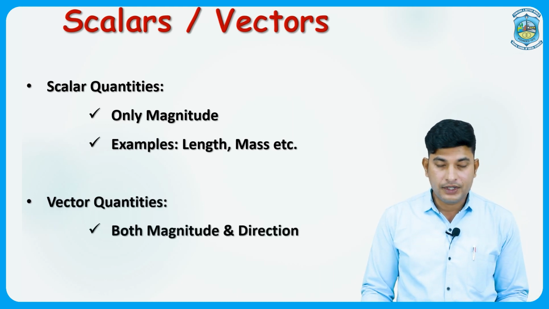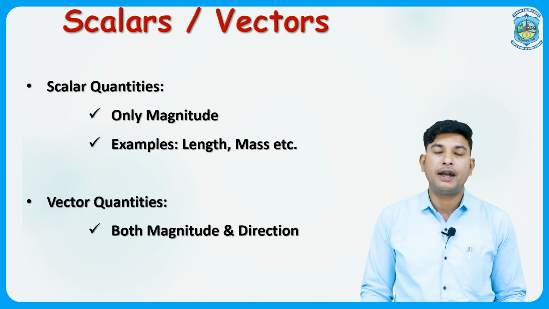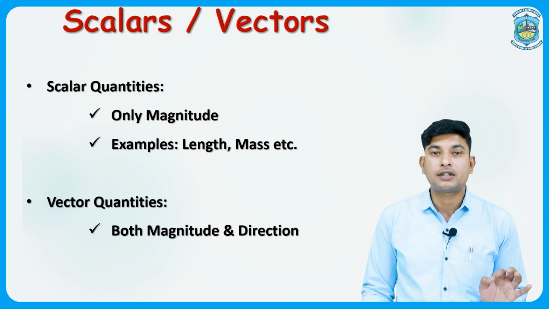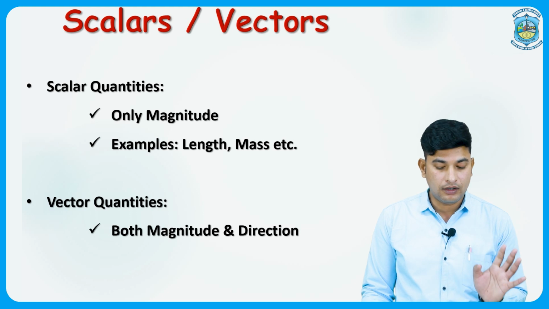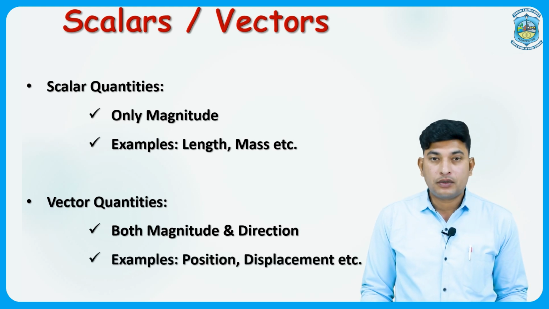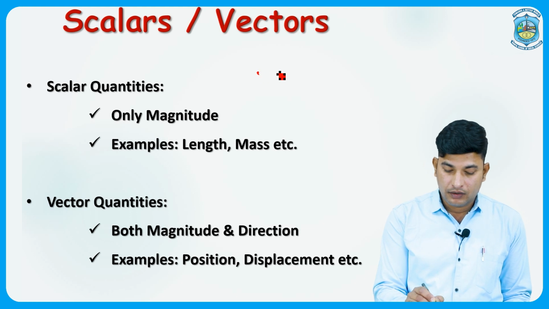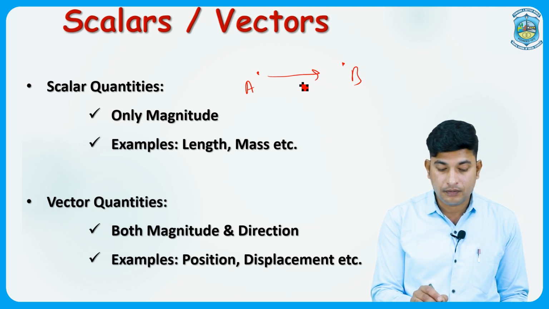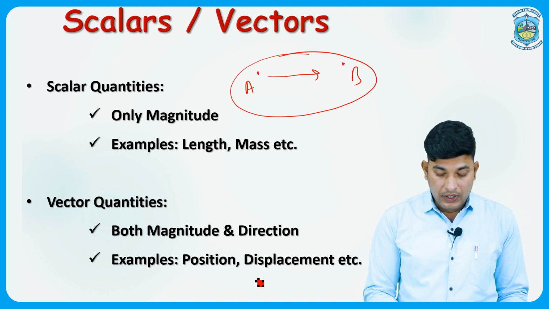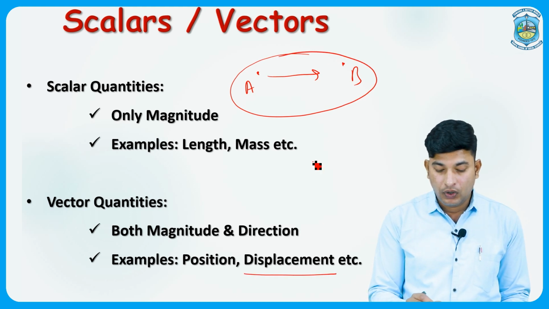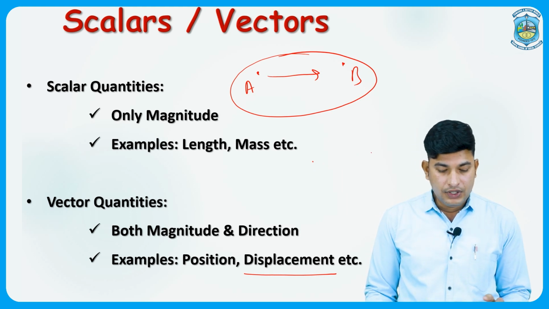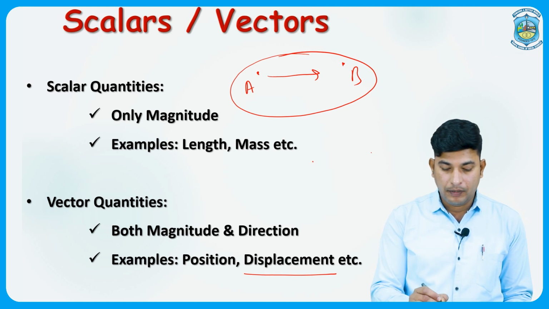Vector quantities always require magnitude along with direction. Scalar quantities do not require any direction, but vectors always need a direction to be explained. Examples: position from A to B. In the previous slide we discussed A to B, whether B is in the east direction, the west, or somewhere else. The direction is a must, we have to define it. Displacement is also a vector, the shortest path between two points, so its direction is also required. These are some examples of scalar and vector quantities.